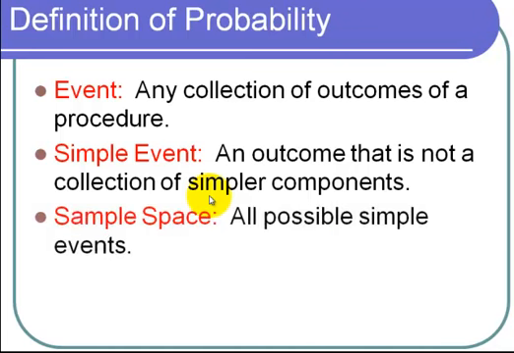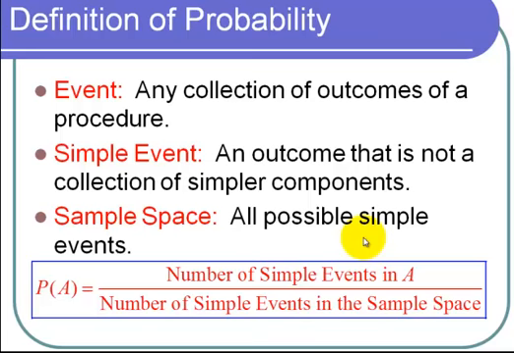So the sample space is the collection of all possible simple events. So for rolling a die, for example, it's a 1, 2, 3, 4, 5, and 6. For picking a card, it's all of the 52 different cards that you can pick when you pick a card. So it's all the different events that could happen.